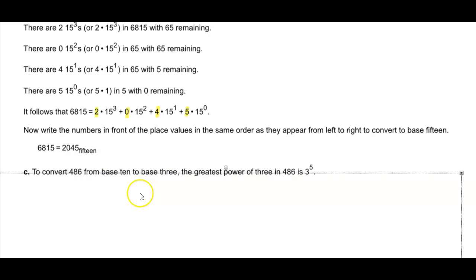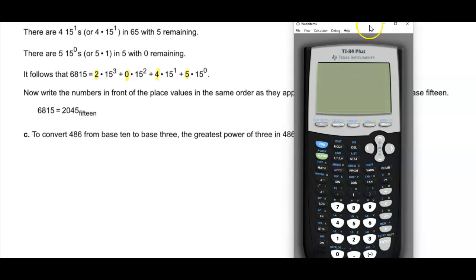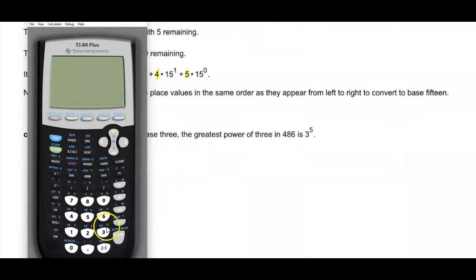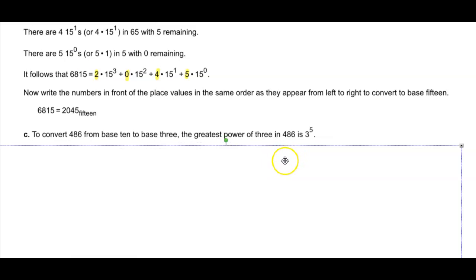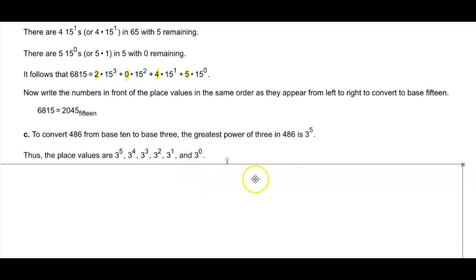Now for part C, to convert 486 from base 10 to base 3, the greatest power of 3 in 486 is 3 to the 5th power. So let's go ahead and verify that. If we take 3 and raise it to the 5th power, that's 243. If we raise 3 to the 6th power, that gives us 729. So therefore, the place values are 3 to the 5th power, 3 to the 4th power, 3 to the 3rd power, 3 to the 2nd power, 3 to the 1st power, and 3 to the 0 power.